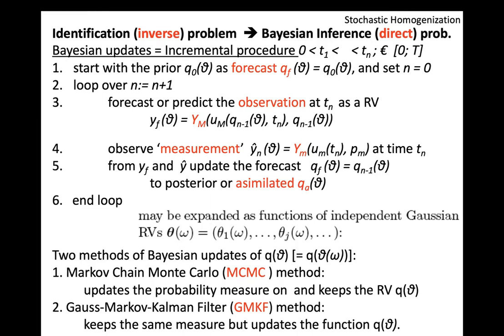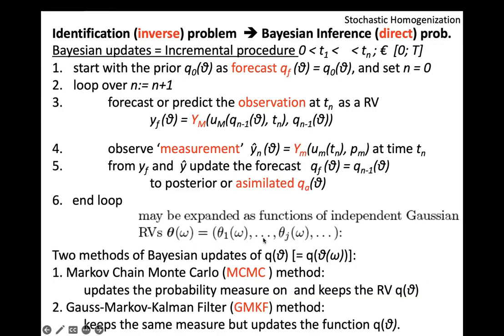Now, going through this procedure, you can have two types of different approaches. One is called Markov chain Monte Carlo, that's more close to Linus, and the other one is called Gauss Markov Kalman filter, closer to what is the favorite approach of Hermann Matthies. So in this Markov chain Monte Carlo, every time you're updating the probability measure, and you keep the same approximation of these parameters in terms of random variables. As opposed to this filtering approach, you are not updating the probability, you keep the same one, but you just update the function.